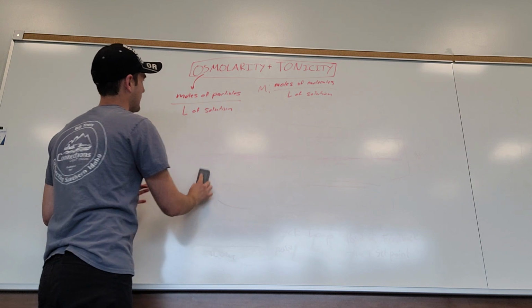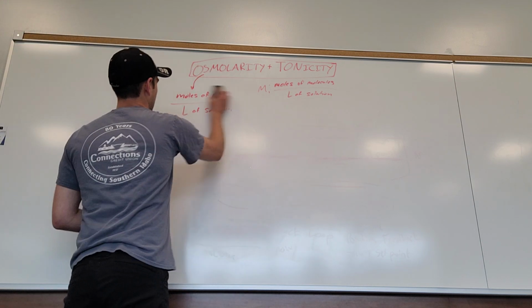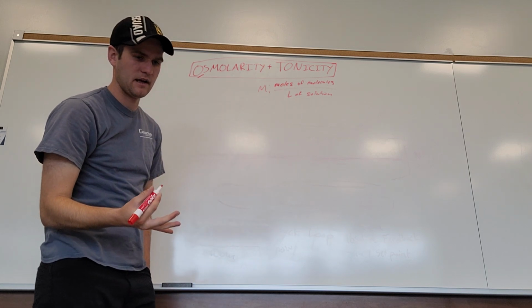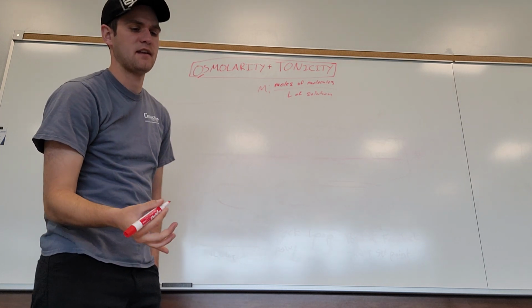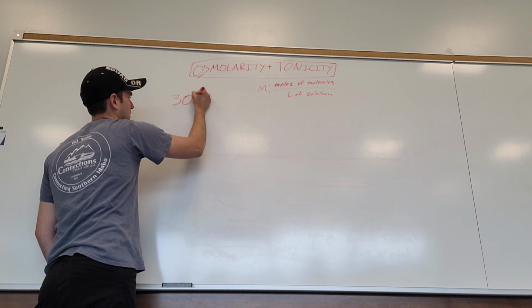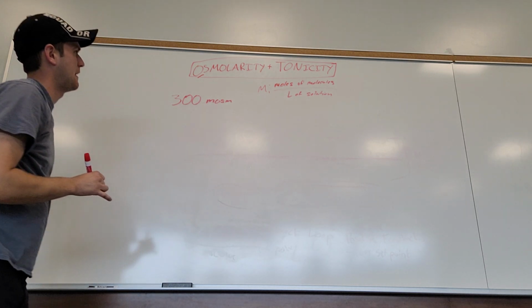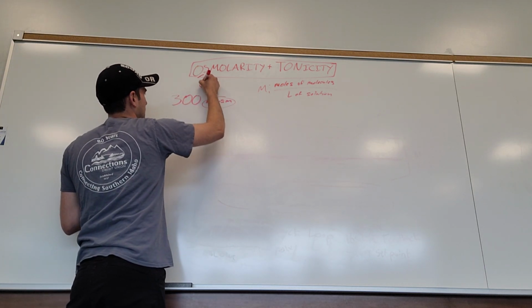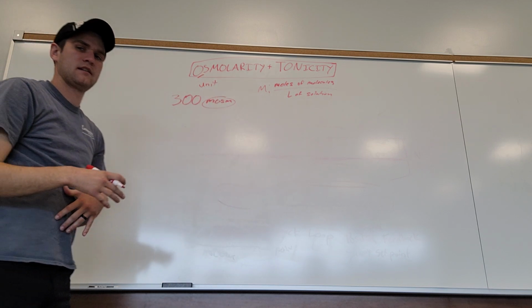So osmolarity is essentially the number of particles in our solution. For osmolarity inside of the cell, our normal osmolarity is going to be 300 milliosmoles. So one thing with osmolarity is it has a unit.